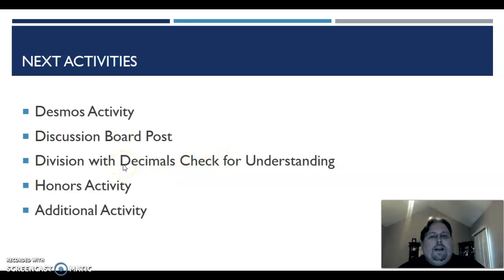Then division with decimals, check for understanding. So you're going to do an activity where you're going to have to answer some division questions. Some of them are just problems, some of them are word problems. The honor students, you have an activity to do as well, and then there's an additional activity for you guys to try.